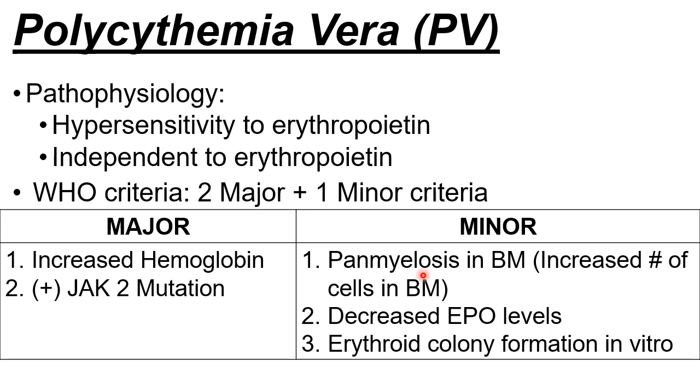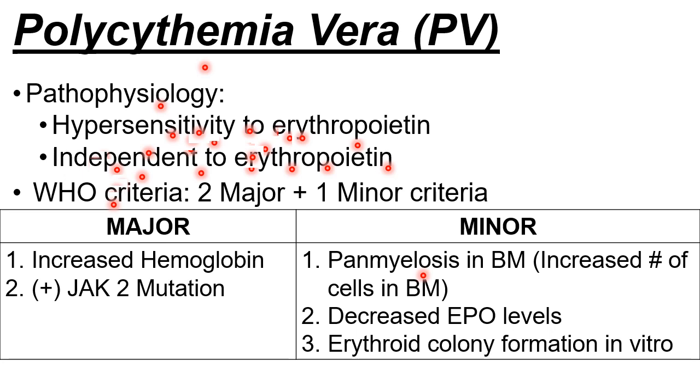Next naman, polycythemia vera. Pathophysiology niya, again, 'di ba, same din yan. Hypersensitivity to erythropoietin by the bone marrow and independence of your bone marrow to erythropoietin. Ibig sabihin, hindi na niya kailangan ng erythropoietin to produce RBC, which is, again, a bad thing. So next, paano natin i-diagnose yung PV or polycythemia vera?